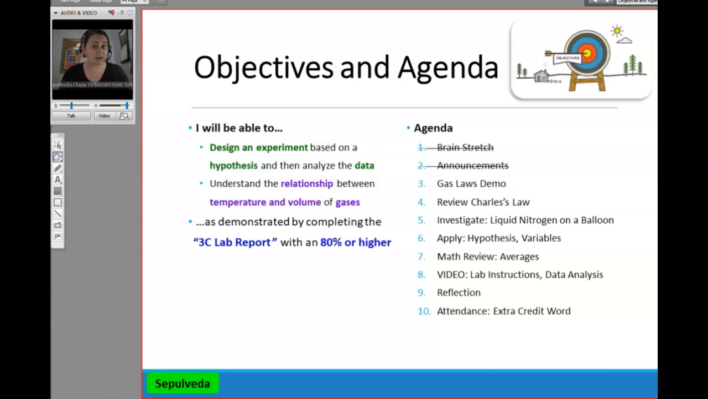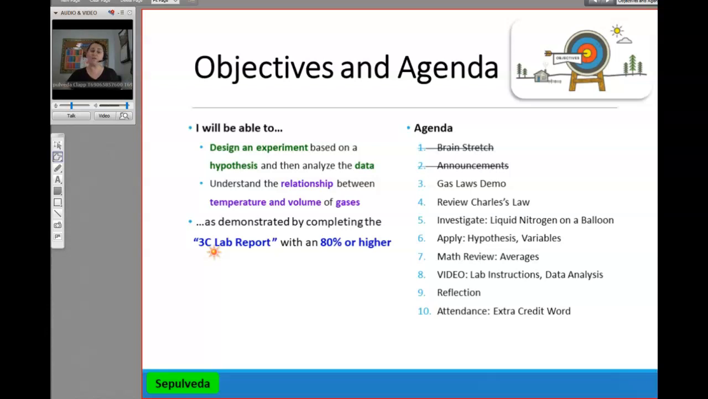Obviously, we're designing an experiment based on a hypothesis, and we're going to talk about hypotheses, kind of just brainstorm what the scientific method is, and we're going to analyze the data. We're going to understand the relationship between the temperature and volume of gases and how temperature and volume actually work together. And obviously, we're going to demonstrate that through our 3C lab report.